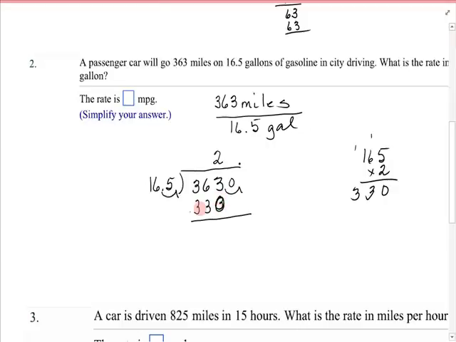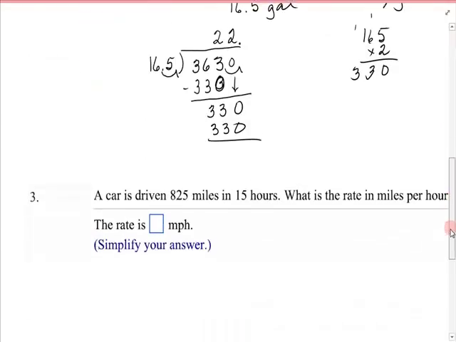Subtract, I get, bring down the 0, I get 330. So it's 22. And 2 times that is 330. And it went in evenly. So this is 22 miles per gallon. And in this answer sentence, they're using MPG to represent miles per gallon. You will fill in with the 22 or whatever your answer is in your question.